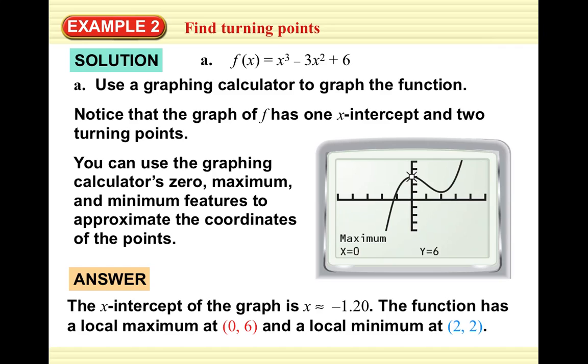So for the Casio, you would just hit F5 or Shift F5 and then root to find the intercepts, and F5 and maximum to find the local maximum, and minimum to find the local minimum. Very, very easy. And so the answer to this is that the x-intercept of the graph is approximately at negative 1.2, and the function has a local maximum at 0, 6, and a local minimum at 2, 2.